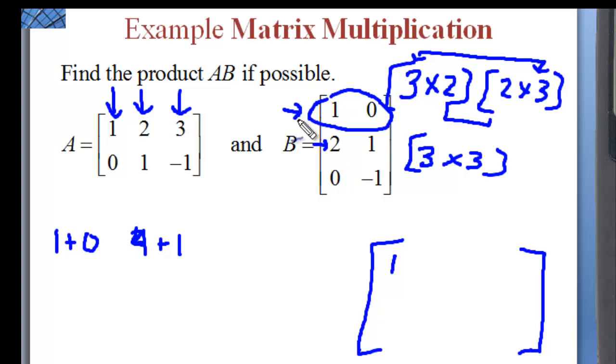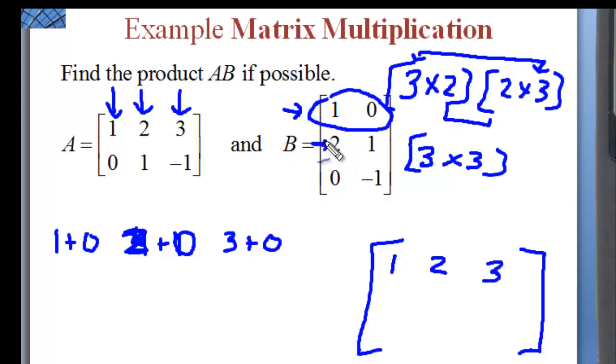So continuing with the first row and now the second column, we end up with 1 times 2 is 2, plus 0 times 1 is 0. 2 plus 0 is 2. And the last one, first row, third column, 1 times 3 is 3, plus 0 times negative 1 is 3. So we have 1, 2, 3 across the top.